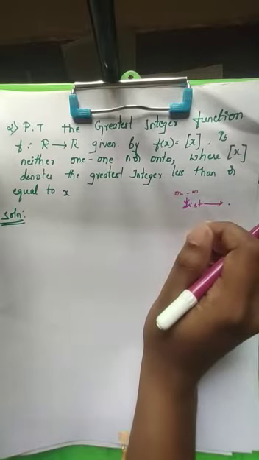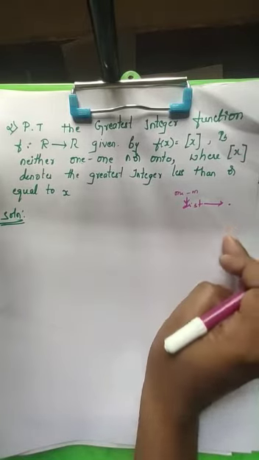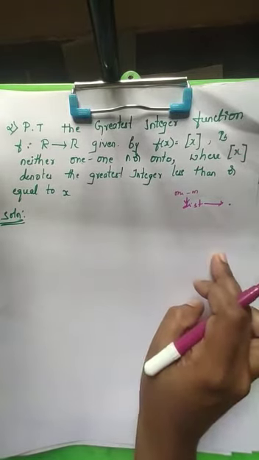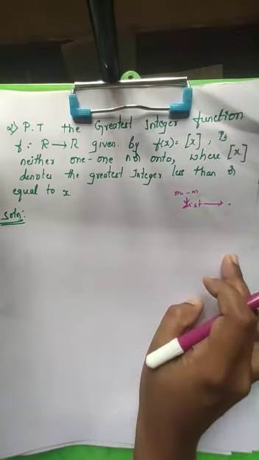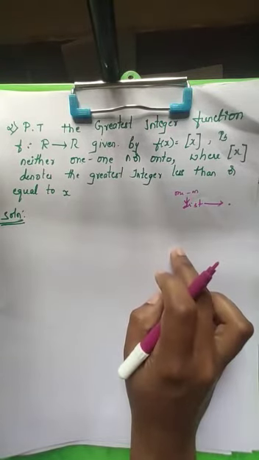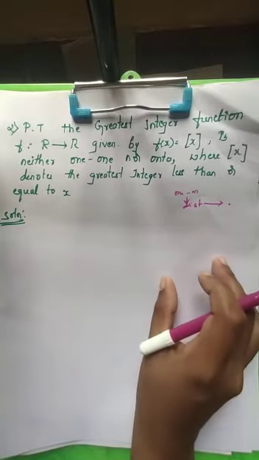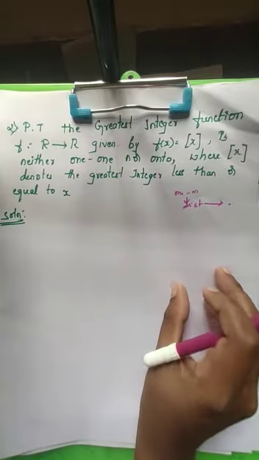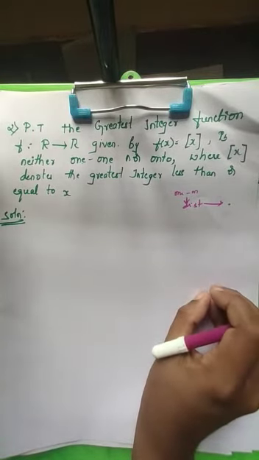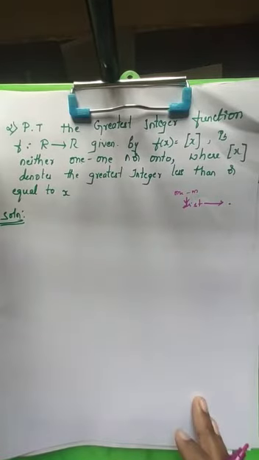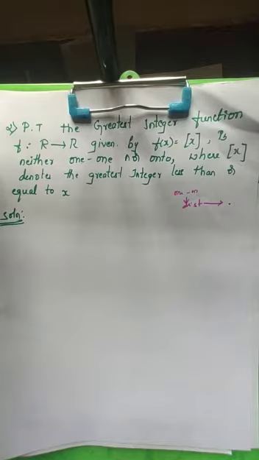What do you mean by onto? An onto function is one where, if you take any element from the codomain set, that should be an image of some element from the domain set. Or in simpler words, you can say that range should be equal to codomain. Now what do you mean by range? Range is the set of all images under f. So if you get range equal to codomain, then you can say that the particular function is onto.